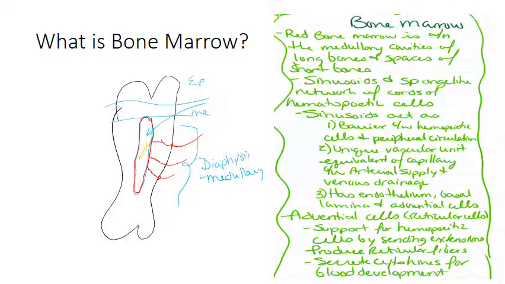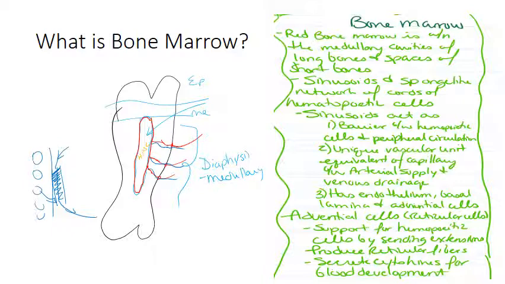So we have our arterial and we have our venous supply going in and out of these nutrient foramina and exchanging in our sinusoids. And essentially the sinusoids act like the barrier, and here are all our cells. And then we have our capillaries right here. We'll just make that the capillary. And then we have our arterial and our venous going in, and then you can have cells exiting out. So it has an endothelium, basal lamina, and adventitial cells.